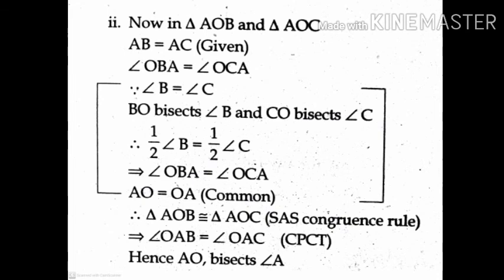Next, AO equals AO, that is a common side. Therefore, triangle AOB is congruent to triangle AOC, by the SAS congruency rule. SAS means side angle side. That implies angle OAB is equal to angle OAC according to CPCT. Hence, AO bisects angle A.